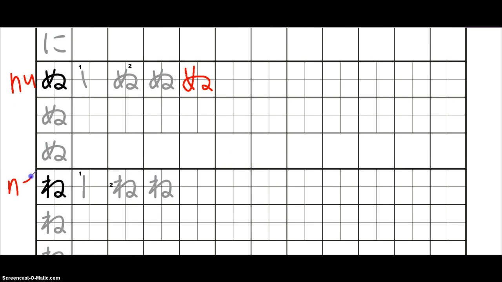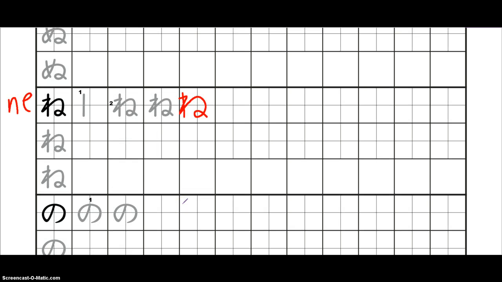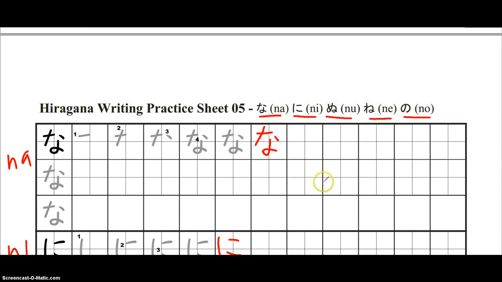Okay, and then followed by Ne, one vertical line down, and then you go all the way up, come down, and you turn in. Okay, so this is Ne, followed by No. No will be like that. Okay, so for this we have Na, Ni, Nu, Ne, No.